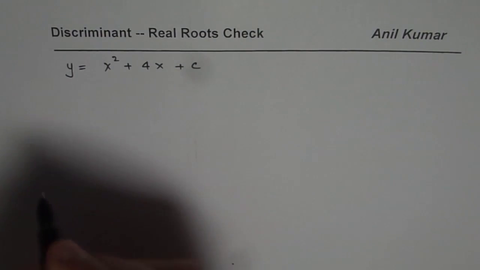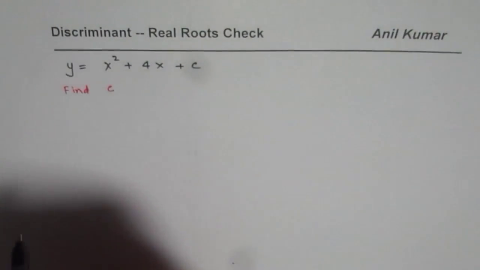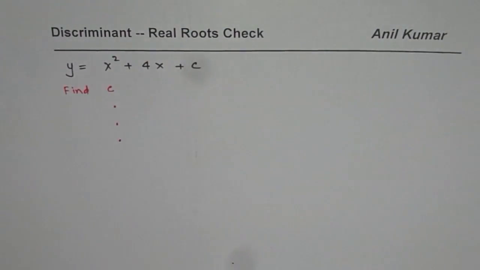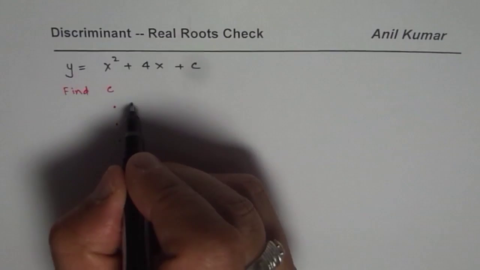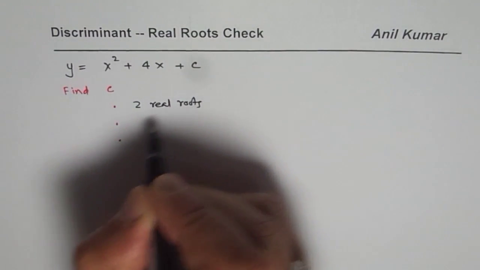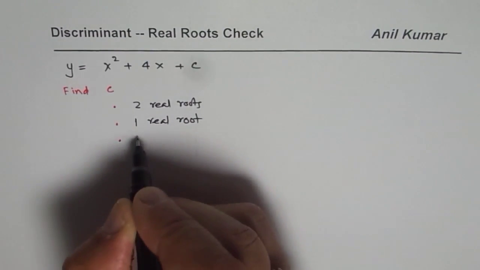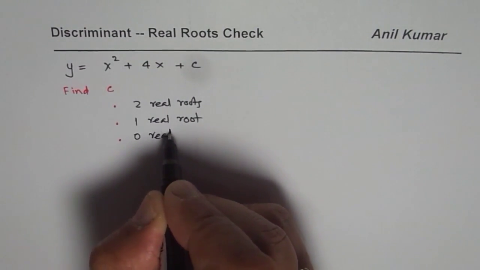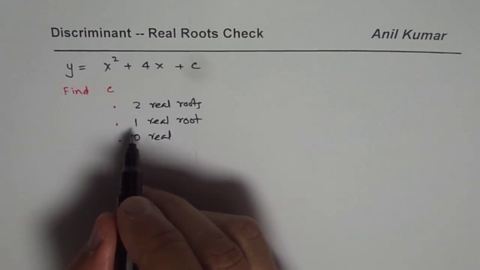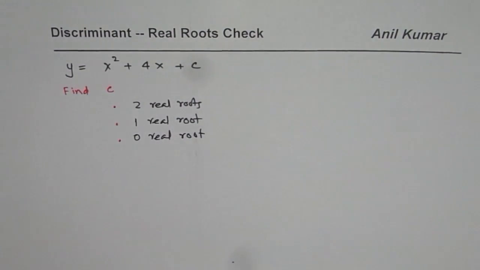So the question here is find c for three different conditions. First condition, second condition, third condition. First condition is two real roots, one real root, and no real root, right? So for what values of c can we have two real roots or one real root or no real root?